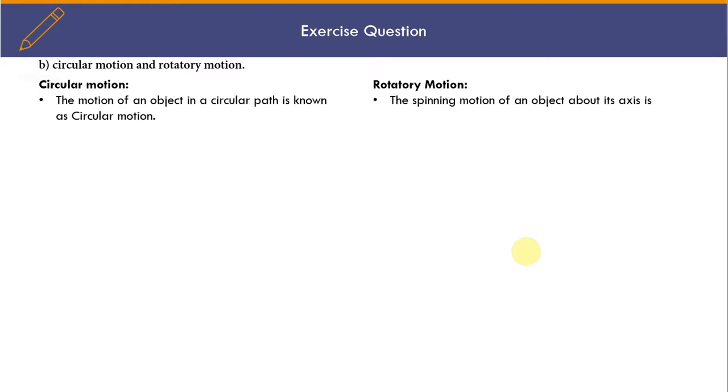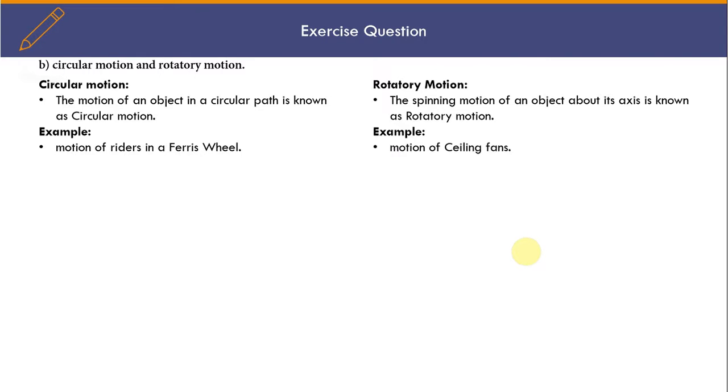The motion of an object in a circular path is known as circular motion. The spinning of an object about its axis is known as rotatory motion. जब कोई ऑब्जेक्ट सर्कुलर पाथ में रोटेट करता है उस मोशन को हम कहते हैं सर्कुलर मोशन. और जब कोई ऑब्जेक्ट अपने ही एक्सिस के ऊपर स्पिन करता है that type of motion is called rotatory motion.